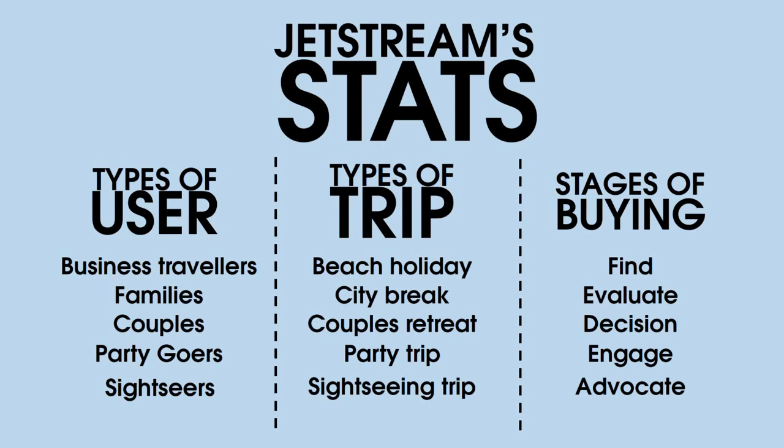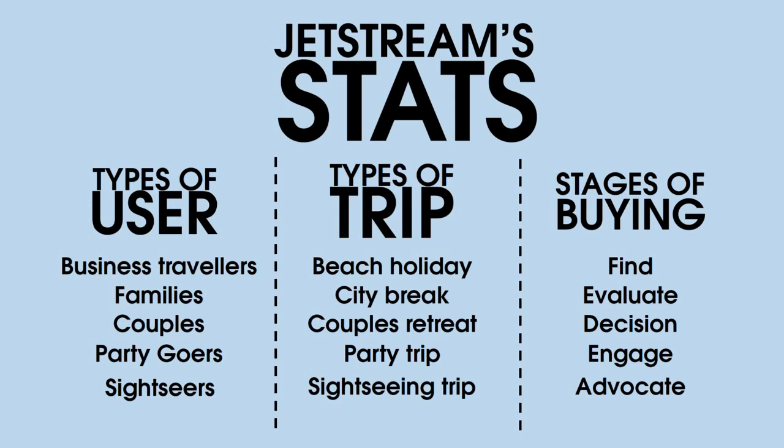Then we've got the types of trip: beach holidays, city breaks, couples retreats, party trips or sightseeing trips. Pretty normal. They may have opportunities to branch out, but you never know. And then you've got stages of buying, which you'll probably find in most e-commerce sites or most sites. On a charity site it's maybe stages of donation, but the stages of buying will most commonly be in here, and they'll normally be the same.